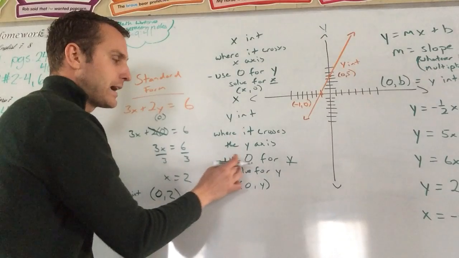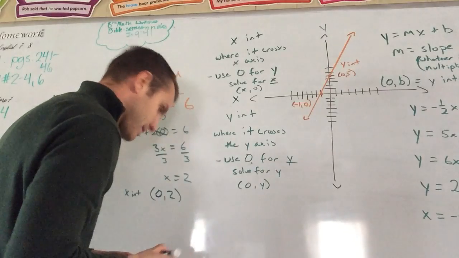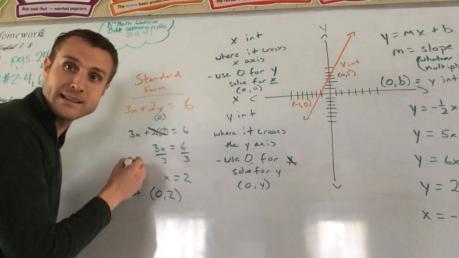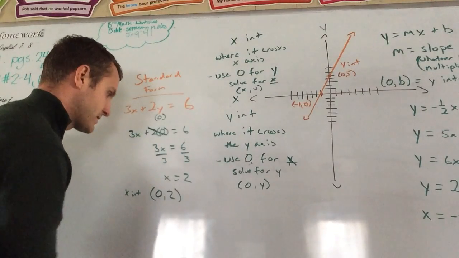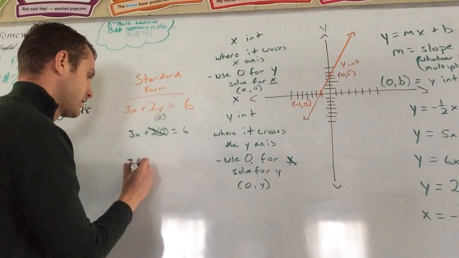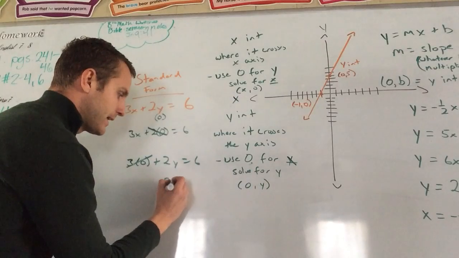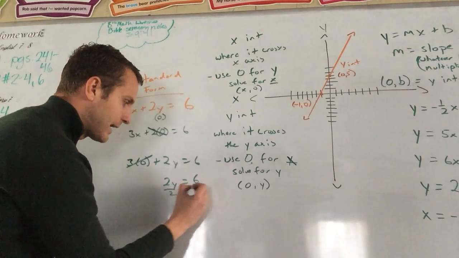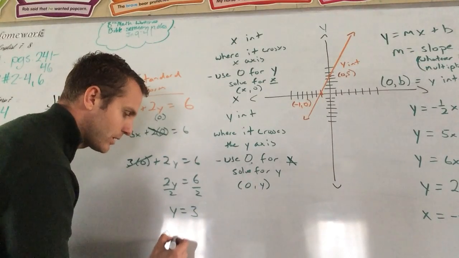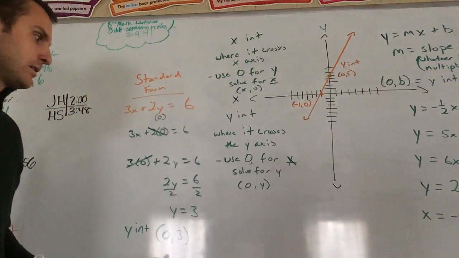How about my y-intercept? For my y-intercept, I use 0 for x, and then solve for y. So I'm going to replace x with 0. Go back to my original equation. This time I'm replacing x with 0. 3 times 0 plus 2y equals 6. So that's going to equal 0. Then I'm going to isolate my y by doing the opposite. So y equals 3. And for my y-intercept, it's always going to be 0 and then my y number. So my y-intercept is 0, 3.